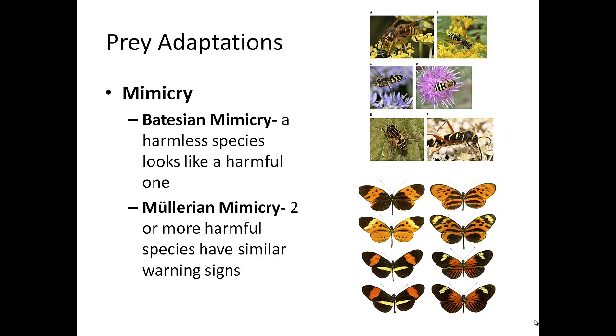So I don't know if you have ever experienced them, but they're these little bee bugs. They look like bees, but they're not, and they're really annoying. They have that yellow and black coloration as a warning, but they're completely harmless. Müllerian mimicry is when two or more harmful species mimic each other.